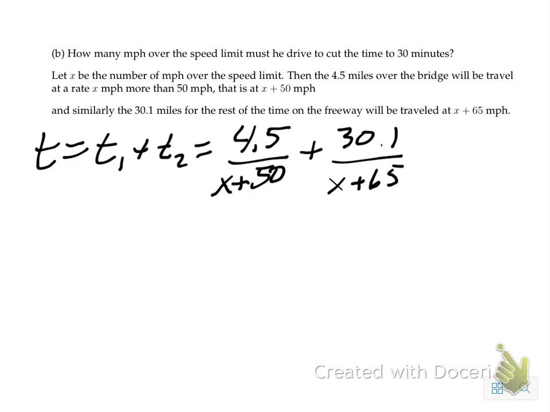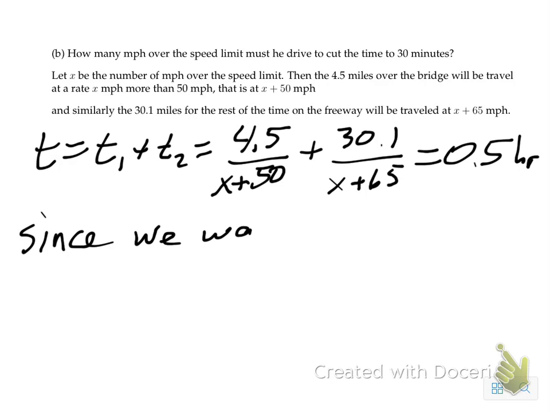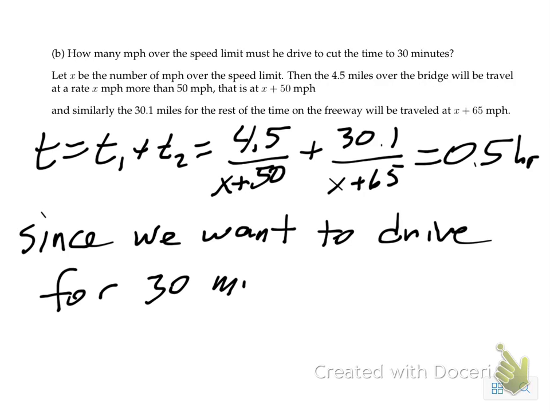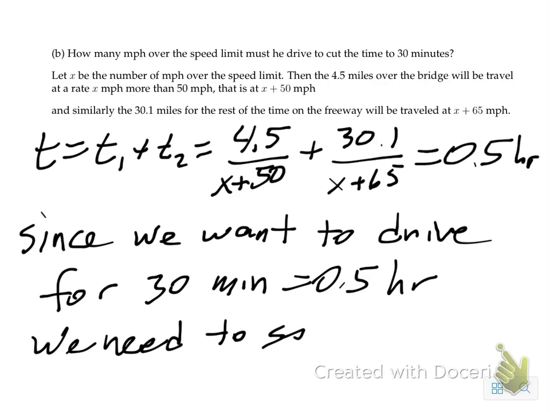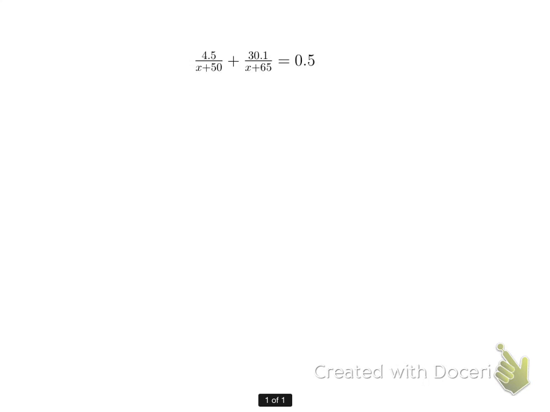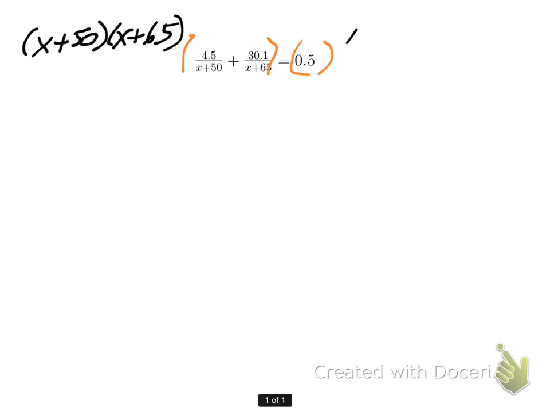So recalculating 4.5 over x plus 50 plus 30.1 over x plus 65, we get a slightly adjusted expression for the total time. Now we want this to be a half hour, since we want to make it in 30 minutes. So essentially what we have to do is solve for what number of miles per hour over the speed limit, what x makes this equation true. And so that's what we're going to start doing. So looking at this equation, we need to clear out the denominators. So we're going to multiply both sides by the only factors that are in these denominators, the x plus 50 and the x plus 65.